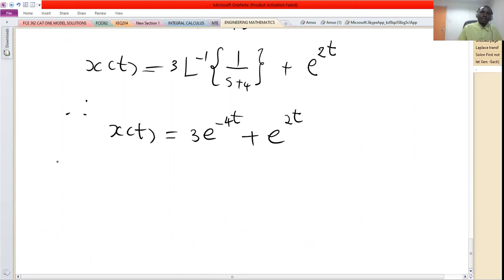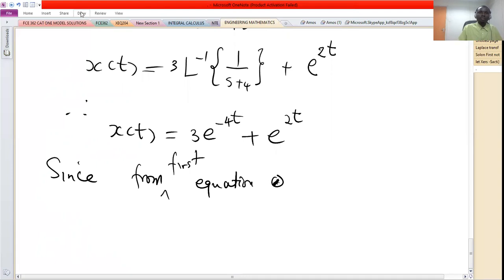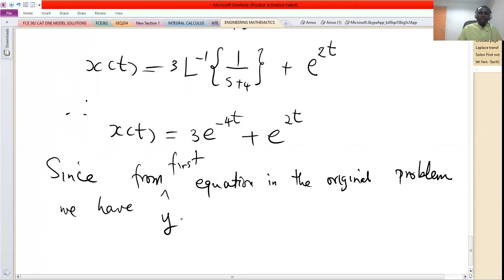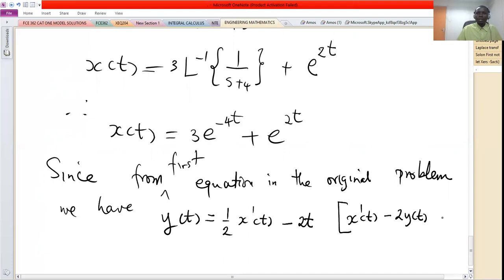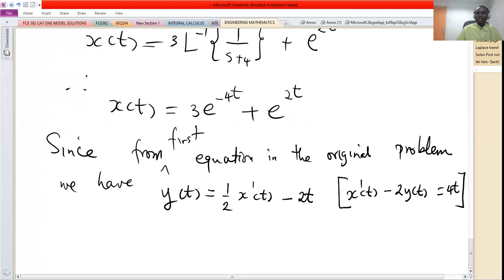Now, since from equation 1 in the system, since from first equation in the original problem, we have y of t equals to a half x prime of t minus 2t, because remember that equation was x prime of t minus 2y of t equals to 4t. So when you make y of t the subject, then this is what you get.